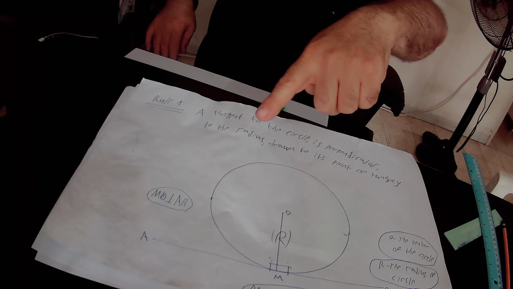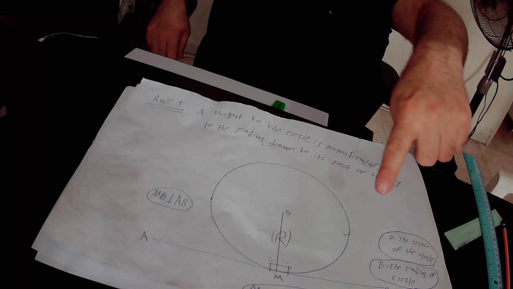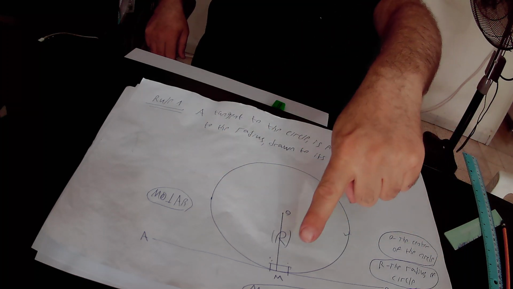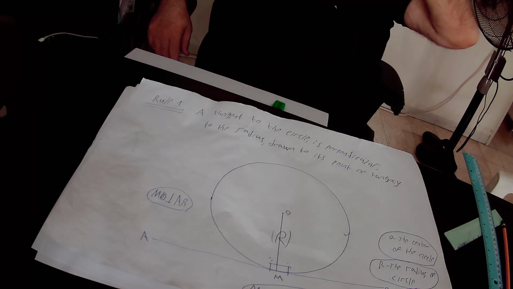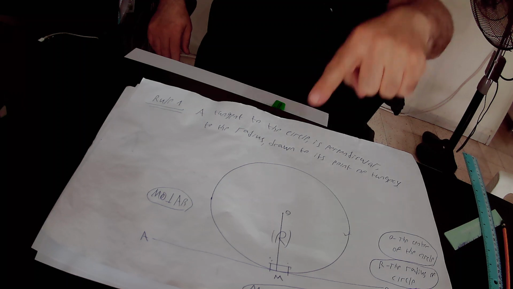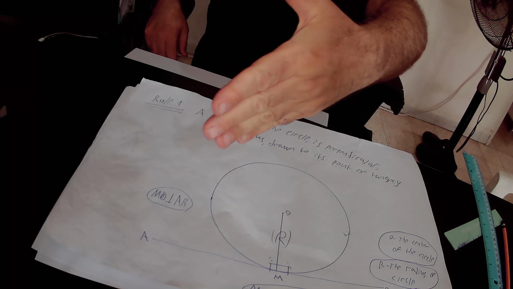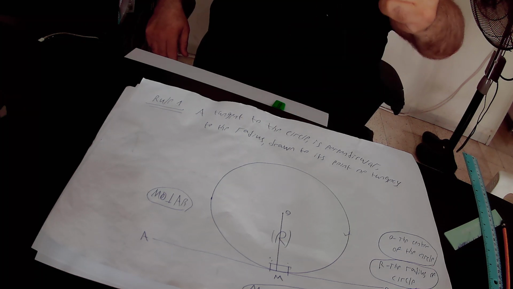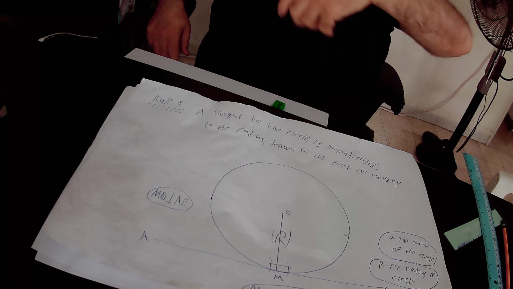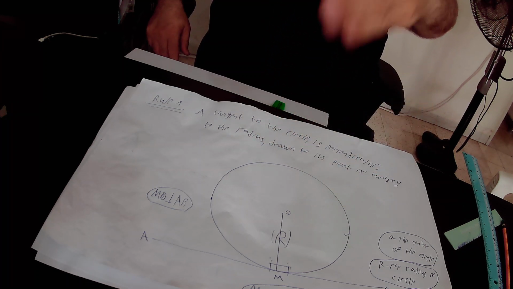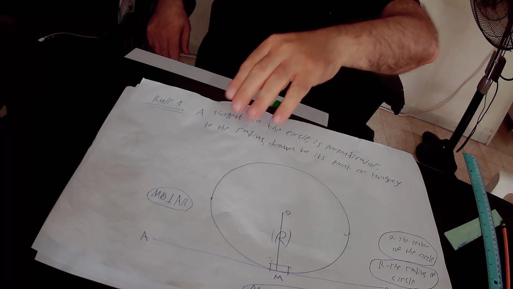And we have here line segment AB is perpendicular to the radius MO. Again, line segment AB is perpendicular to the radius MO. Whenever you have a line segment that is perpendicular to the radius, then this line segment AB is defined as a tangent.